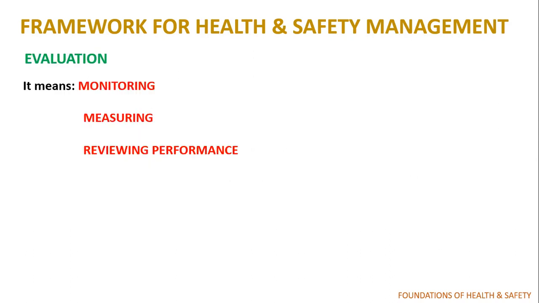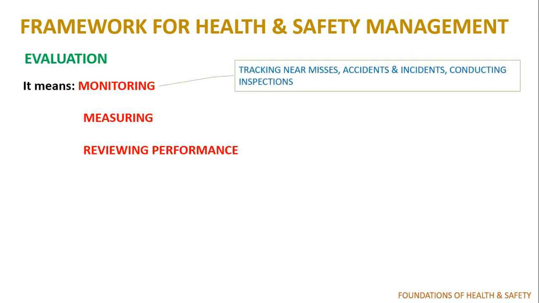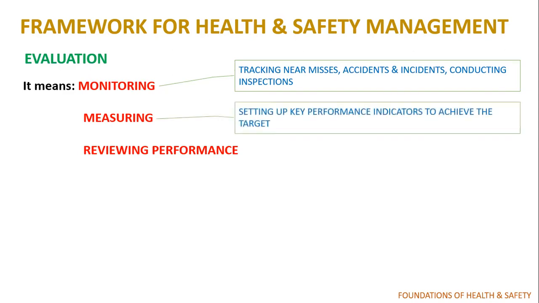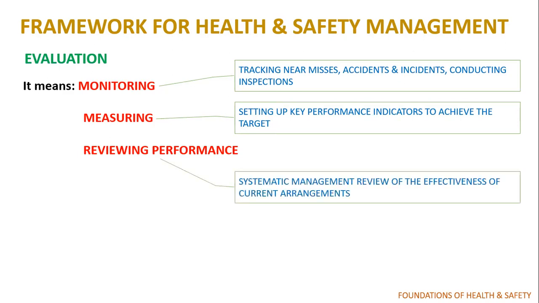The next element of the management system is evaluation. It means monitoring, measuring, and reviewing the performance. The monitoring involves tracking near misses, accident investigation, accidents and incidents, and conducting inspections. The measuring involves setting up key performance indicators to achieve the target, and reviewing the performance means a systematic management review of the effectiveness of the current arrangement.